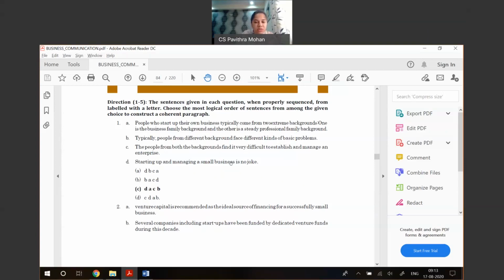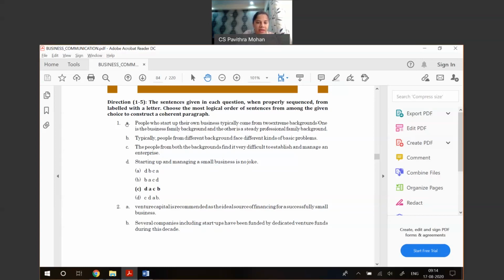Starting up and managing a small business is not a joke. If you just go here, starting up is something like initiating. So initiating is something they are talking about, and here they are talking about business. Business is not an easy thing. Running it with people is not an easy thing. A business is started by two types of people: one who has a family background, or one who has a clear professional background. Then they are saying typically each person will have different types of problems once they enter into business. So I'm very clear that people from both the backgrounds find it very difficult.